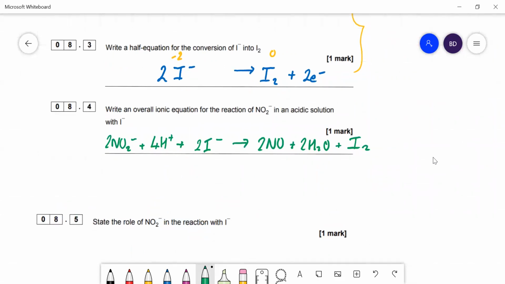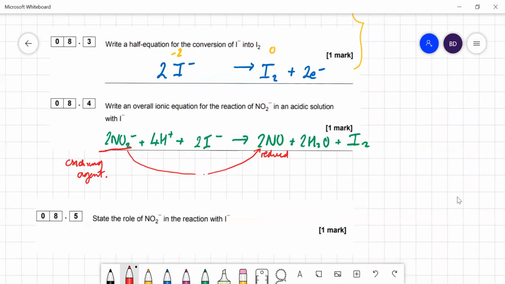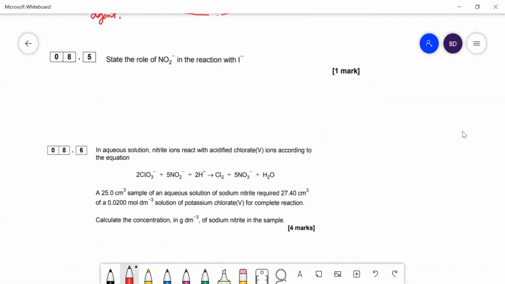State the role of the nitrite in the reaction. Right, so the nitrite, we've established that that gets reduced. So that means it gets reduced itself, so it's an oxidizing agent. It takes electrons off other things, gets reduced itself, oxidizes the other thing. Right, in aqueous solution, nitrite ions react with acidified chlorate 5 ions according to this equation.